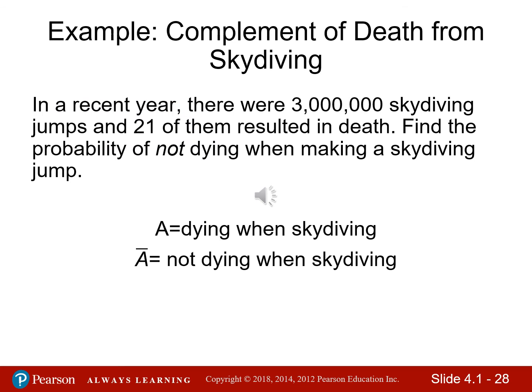Let's go back to our skydiving example. Remember that we knew that in a recent year there were 3 million skydiving jumps and 21 of those jumps resulted in death. Recall that we found the probability of dying when making a skydiving jump was 0.000007. Now let's find the probability of not dying when making a skydiving jump.